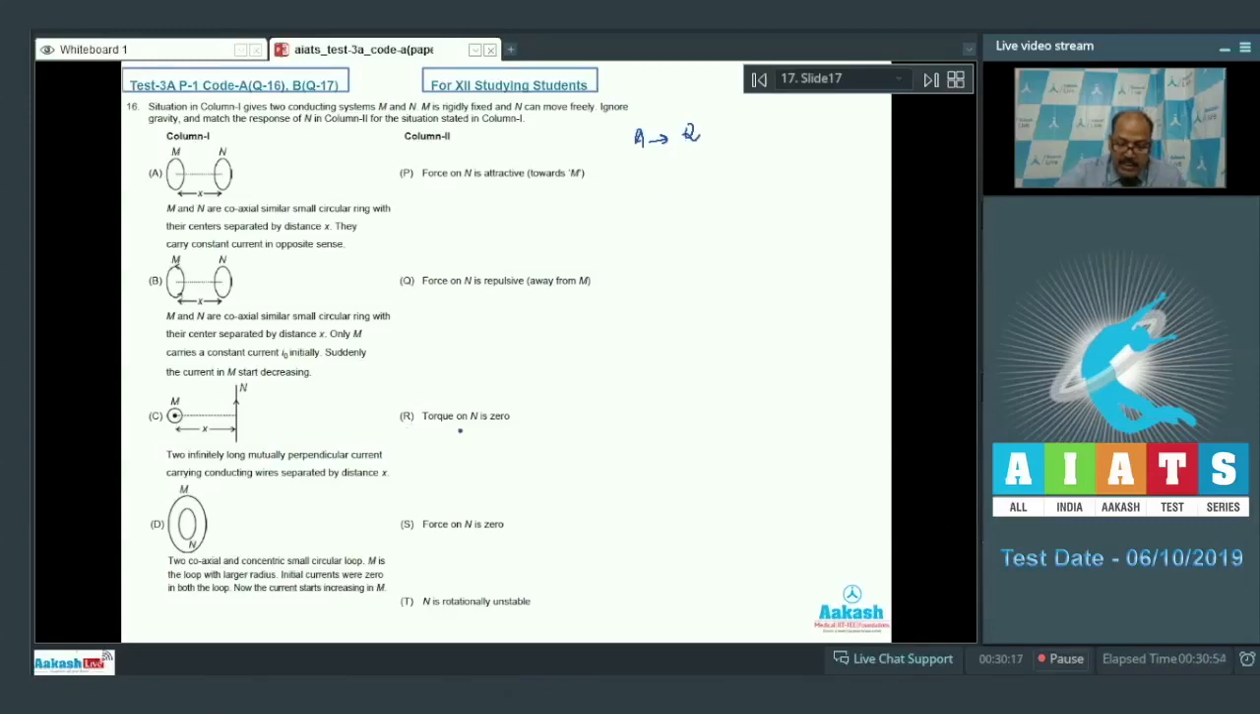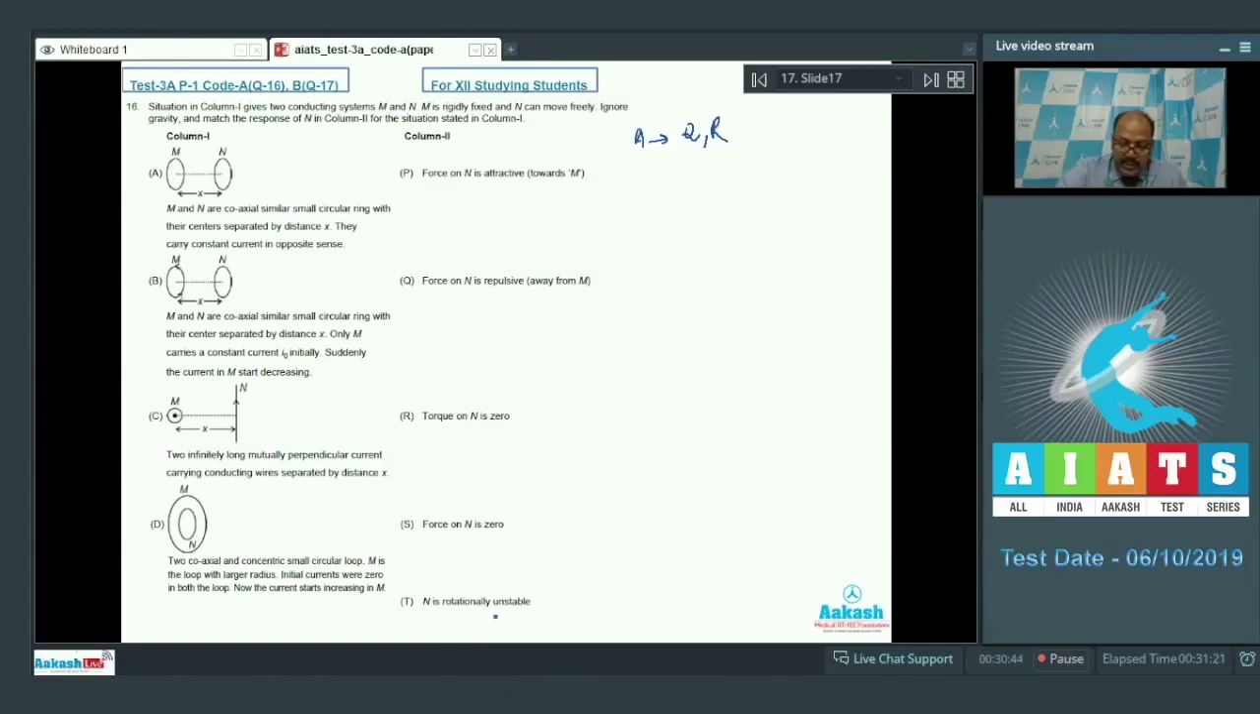Then entry R says torque on N is 0. Yes, by symmetry torque will be 0, so this is also correct. Force on N is 0. Well, we have already seen the force is repulsive, so S cannot be correct.